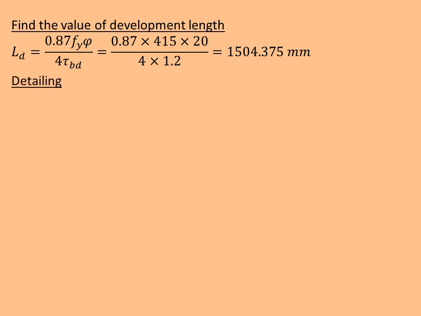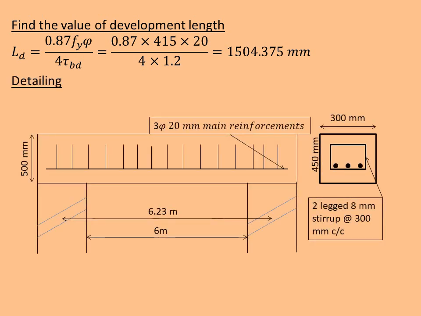Hence next will be, last but not the least, detailing. This is how we draw the detailing. This is the longitudinal part, and that at the side is the side part. 450 mm effective depth and 300 mm width, and here 3, 20 mm main reinforcements are used here, and 2-legged 8 mm stirrups at 300 mm cross sections. This is how we write detailing, and 6.23 is the effective span, and 6 meter is the clear span, and 500 mm is the overall depth.